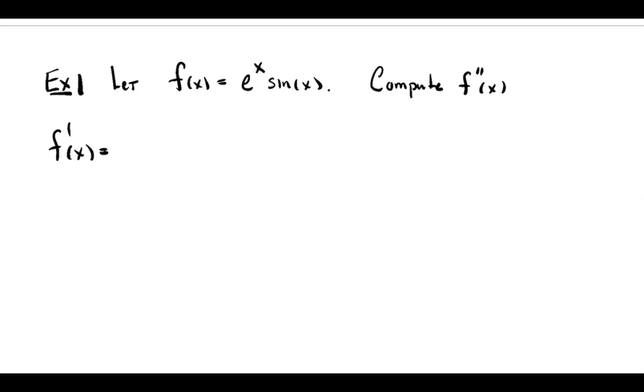All right, it's a product rule. I've got e to the x times sine x. So the product rule is first function times derivative of second plus derivative of first function times second. That's the pattern. Maybe you're skipping that step by now.